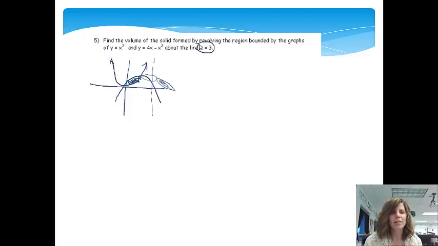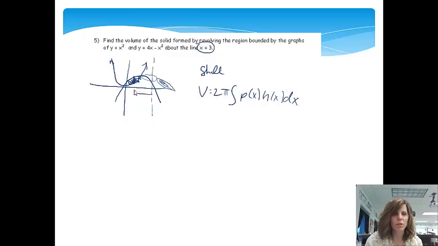All right, since it's about a vertical axis, I'm going to use the shell method once again. So 2 pi p of x, h of x. Okay, again, my p of x, if I drew one of my layers, is the distance from the axis of revolution over to the layer. And again, this distance would be x. The whole thing is 3. So this one would be 3 minus x. So notice, hopefully you're noticing the last one was x equals 2. It was 2 minus x. This one is x equals 3. It's 3 minus x for the radius.